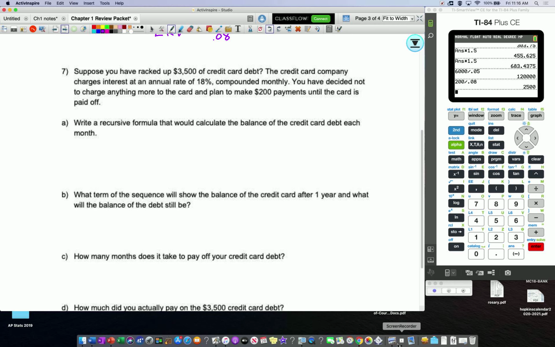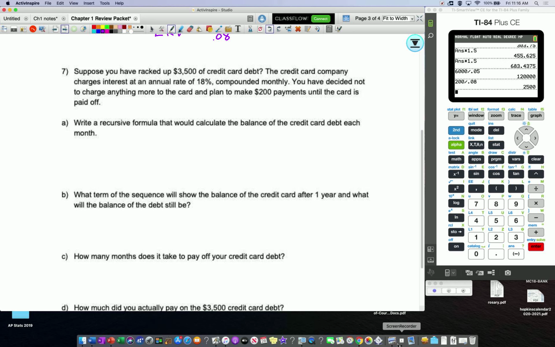All right, so number 7 here, it says, suppose you've racked up $3,500 of credit card debt. The credit card company charges you an annual interest rate of 18%. That's usually a percentage. It's high. Compounded monthly. Wow. You have decided not to charge anything more to the credit card and plan to make $200 payments until the card is finally paid off.